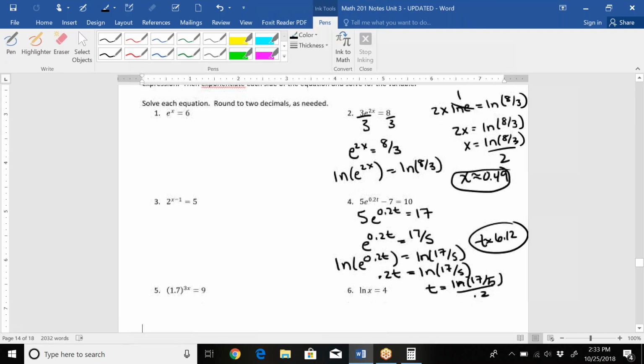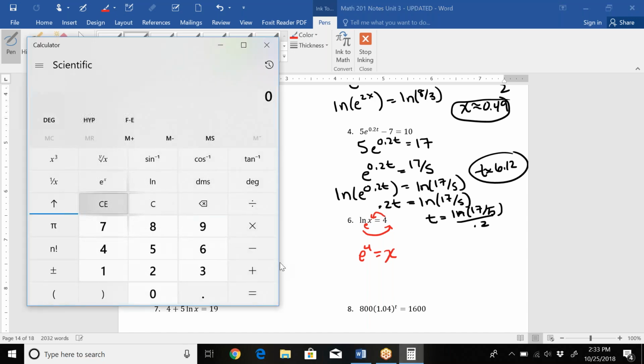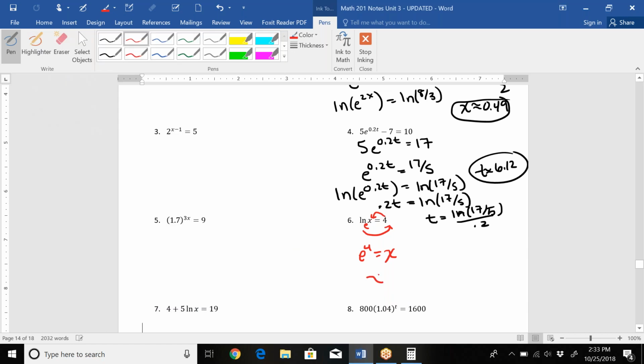Okay, for number 6, you have a natural log already, so you're going to try to turn this one into an exponential. Remember, it has a hidden e here, so this is e to the 4th equals x when we turn it into exponential form, and that allows us to use our button for e. So that is 54.60, because the 9 will get bumped up to 10 because of the 8, and then that bumps that up as well. So that would be 54.60.